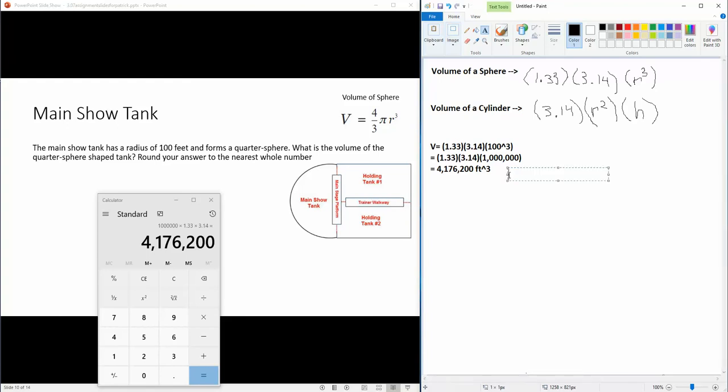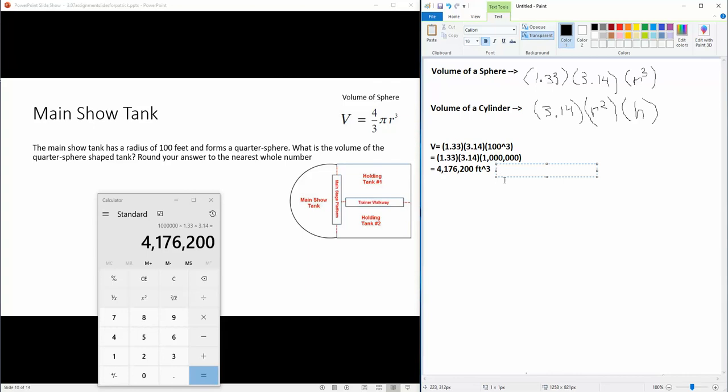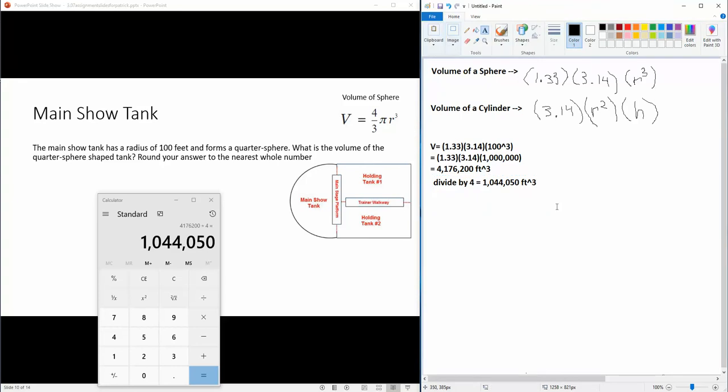Now, the one thing I've forgotten to do here is this is if we had a whole sphere, but we don't. Remember, we've got a quarter sphere. So we're going to need to go ahead and divide that by 4. Okay, so if we divide that total volume by 4, I'm going to come over here with my calculator, divided by 4, and now we've got a final answer of 1,044,050 cubic feet. And of course, I ran out of space over here. Let me see if I can get that on there. There we go. That would be our example for the first show tank.